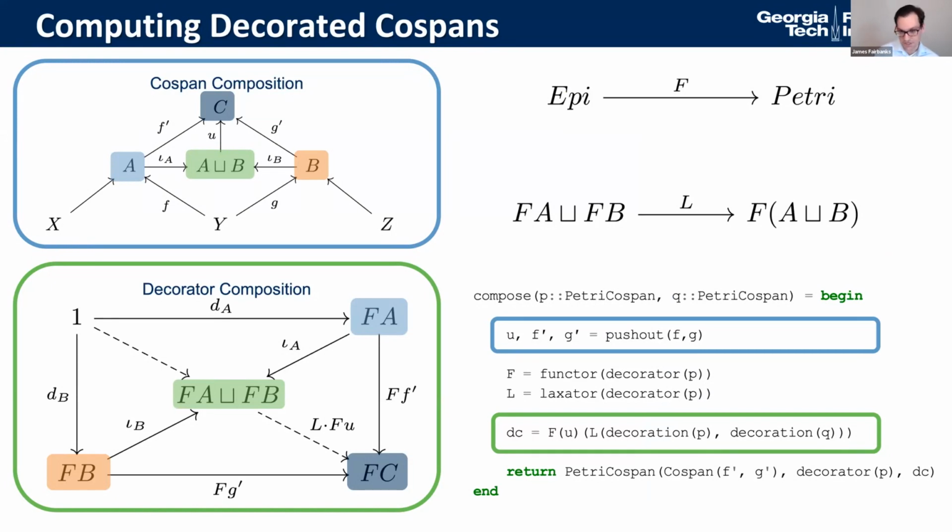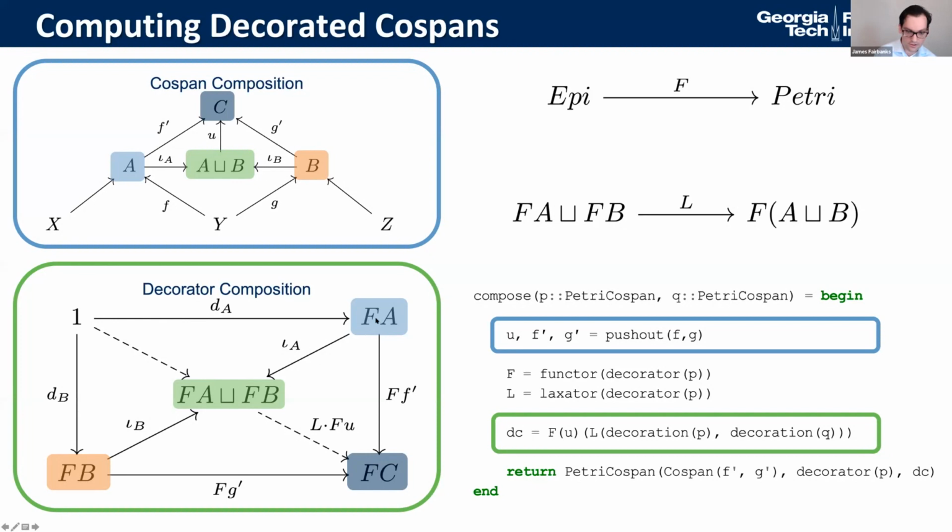So here's how that works. You've got cospan compositions. The diagrams on the left here are the mathematical definition of how decorated cospans work. You compose cospans using this diagram on the top, where you push out the common span. Then you take that morphism U that you get from this push out, and you come over to this other diagram that's in terms of the decorators, and it tells you how to combine the decorators.